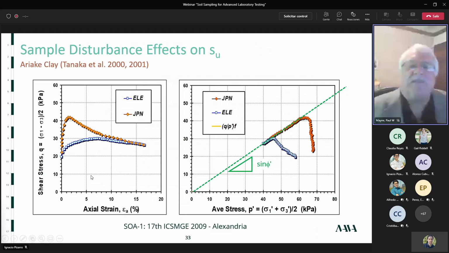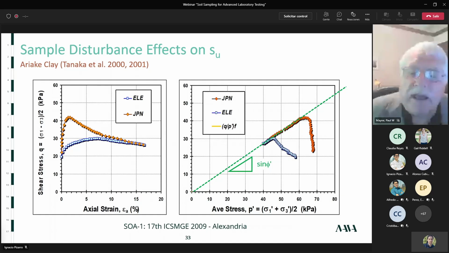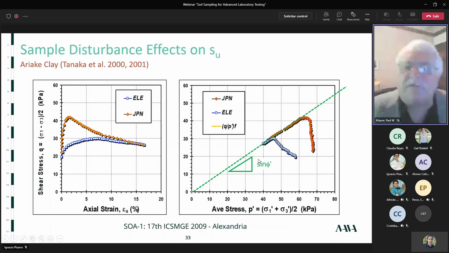Here's another example. This is Ariake clay from Japan, and you can see the ELE are the blue dots on the left, and the JPN, the Japanese sampler, are the yellow dots, and you see the stress strain curves, and the top of the stress strain curve, the maximum value would be the undrained shear strength, or I guess this is the shear stress divided by 2. So they're very different. The good news is if you plot them in an effective stress diagram, they both come to the same effective stress strength envelope. So that's the good news.